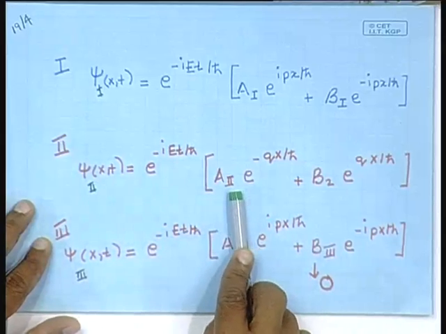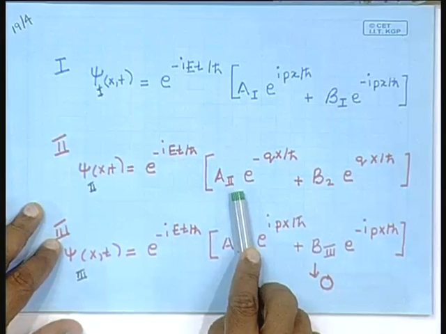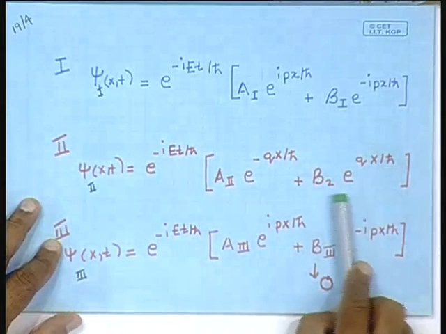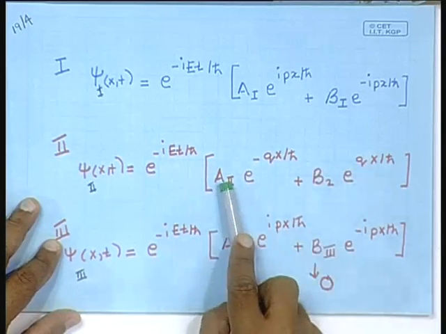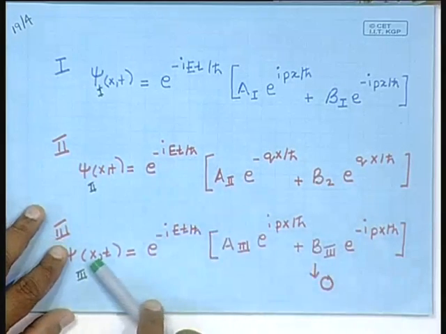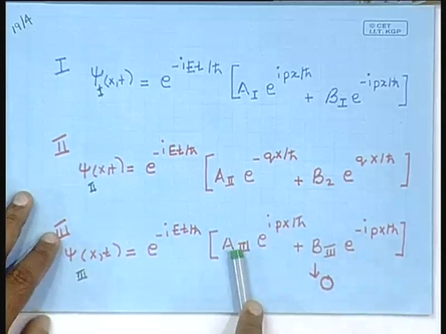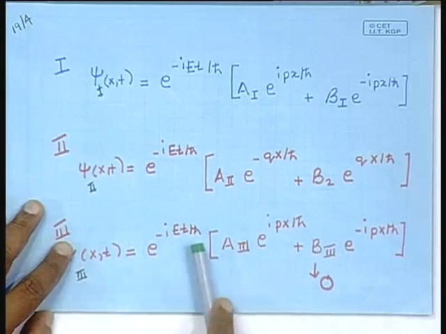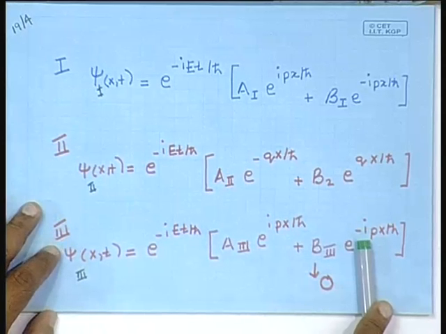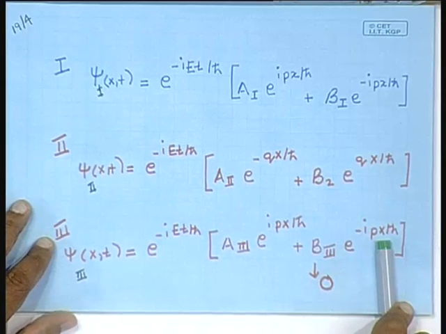This is the wave function inside the potential barrier. Inside the potential barrier, as the potential is greater than the energy, the wave function has two parts, one where it decays exponentially, one where it increases exponentially, and these two parts have got coefficients A2 and B2. Again, when the particle emerges from the potential barrier, the wave function is a superposition of two possible solutions, a right propagating solution and a left propagating wave. This represents a particle with momentum plus p, this represents a particle with momentum minus p.